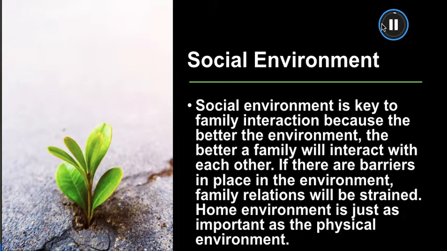Social environment has many impacts. We live in a safe neighborhood and suburb. Therefore, we never have to worry about our safety being threatened at all or have to worry about crime occurring. In addition, I live in an abuse-free household as well as a domestic violence-free home. Social environment is key to family interaction because the better the environment, the better a family will interact with each other. If there are barriers in place in the environment, family relations will be strained. Home environment is just as important as physical environment.